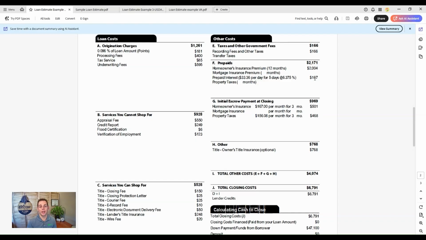And then you also have prepaid interest. So this is something that will change, but it doesn't change differences between lenders. We have to pay for interest from the day we close on the loan to the end of that month.